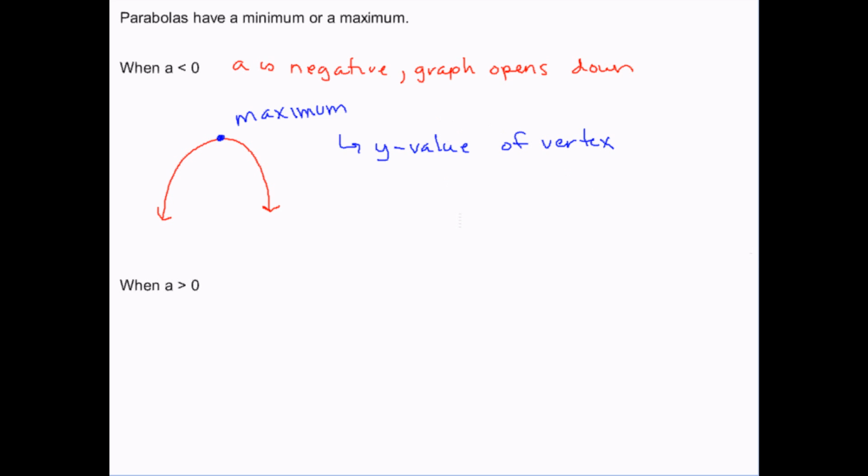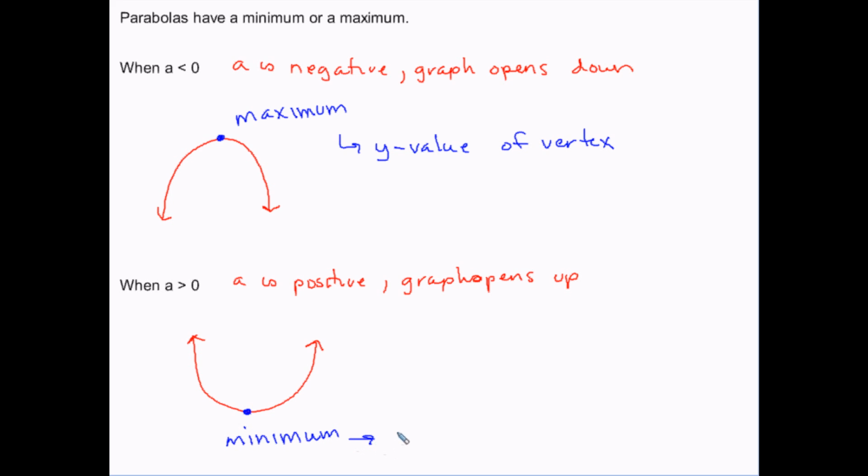Okay. If a is greater than 0, in other words, a is positive, your graph opens up, like so. And your vertex is the lowest point, so you have a minimum. And that is the y value, again, of the vertex. So your minimums and your maximums are the y value. And this is also what determines your range.